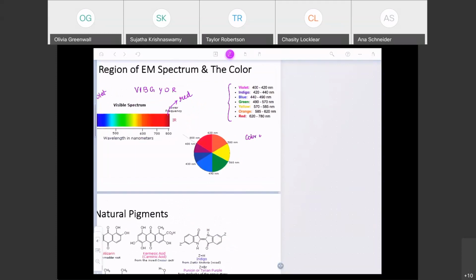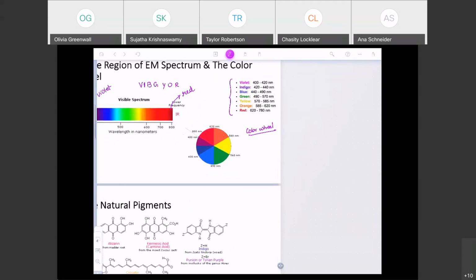This is your color wheel, which will also come in handy if you don't know the complementary colors. So here are the ranges of wavelengths for each color. And the color wheel shows you all the primary, secondary colors and the complementary colors. Let's say your object absorbs in the red. It absorbs all the red light. The complementary color, green, is what is emitted, and that's what your eyes will see.